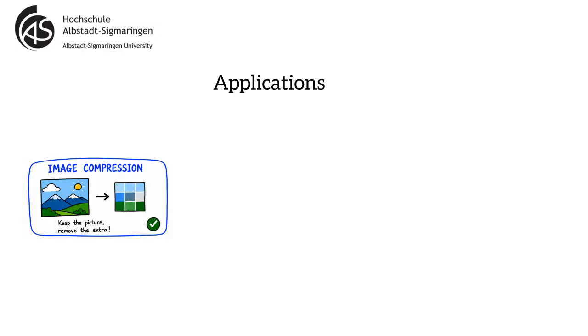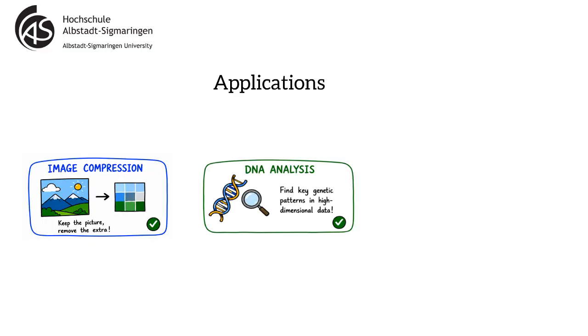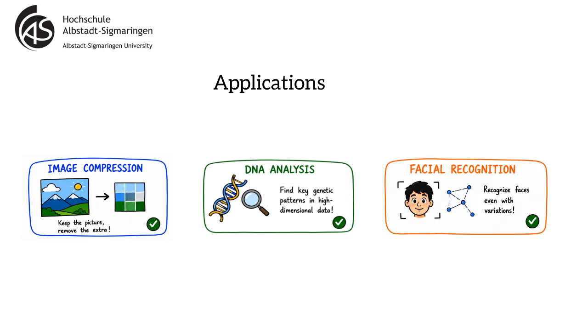One common application is image compression. PCA can reduce the amount of data needed to store images while preserving most of the visual details. In biology and medicine, PCA helps researchers analyze gene expression datasets that may contain thousands of measurements. And in facial recognition systems, PCA helps simplify complex facial information into a smaller set of meaningful features.